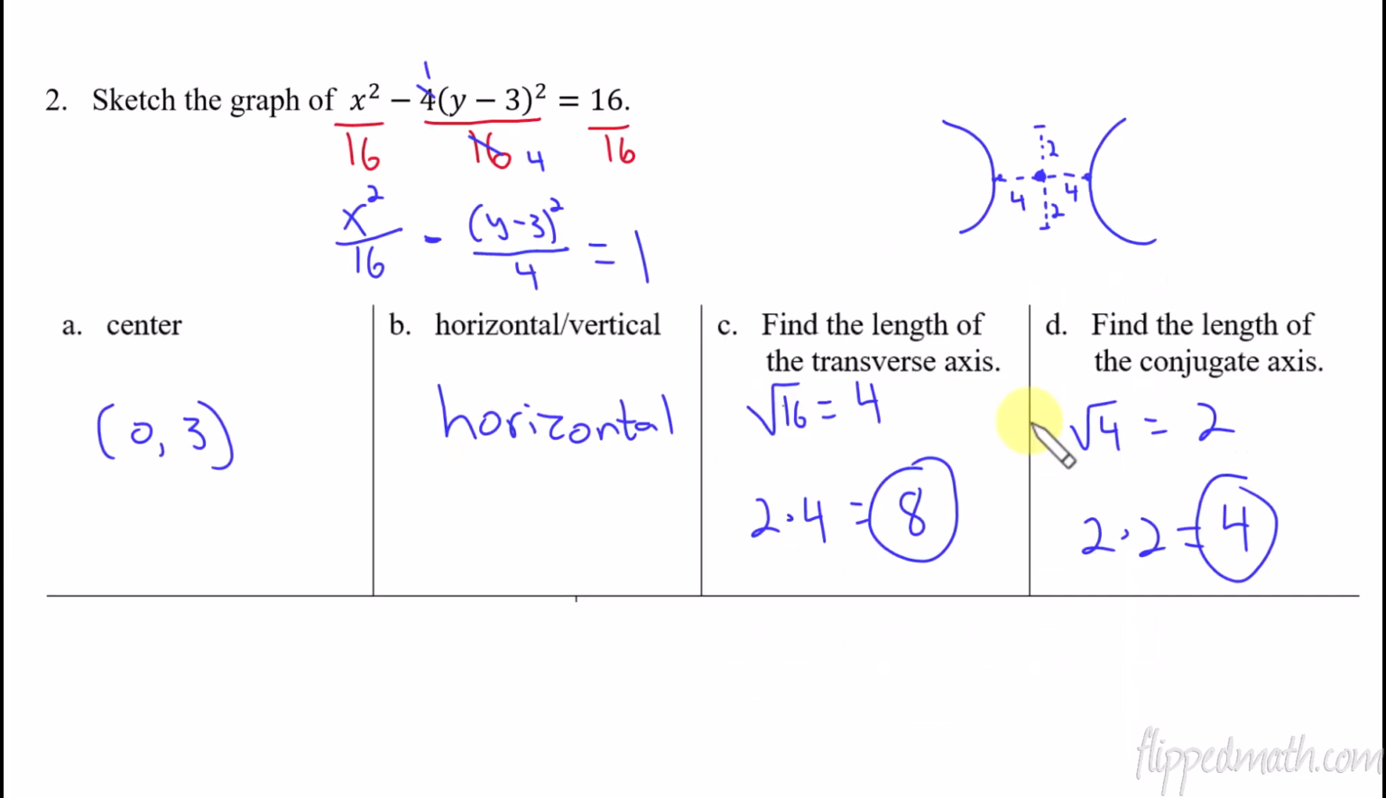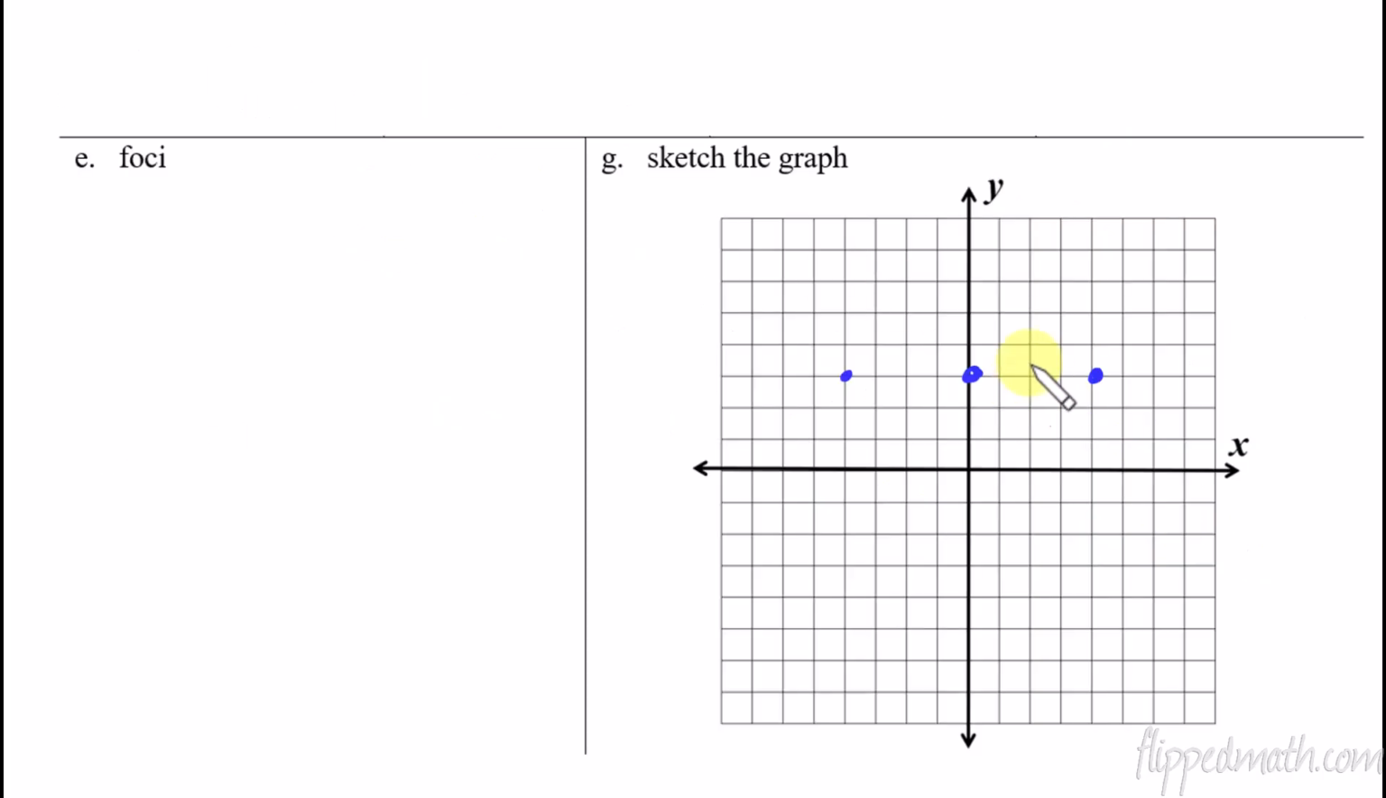And then I'm going to go up and down 2 for a total of 4. I'll use a different color here. Up 2, down 2. That helps me with my conjugate axis. Now I'm going to draw my rectangle. All right, there's my rectangle for my conjugate axis and my transverse axis.